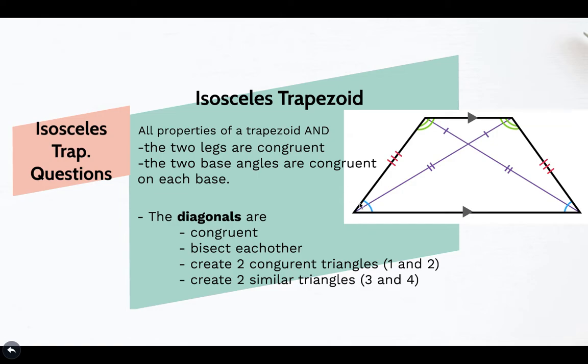The diagonals, the purple diagonals that you've seen drawn for an isosceles trapezoid, will be congruent. They will bisect each other. They will create 2 congruent triangles, 1 and 2, and they will create 2 similar triangles, 3 and 4.